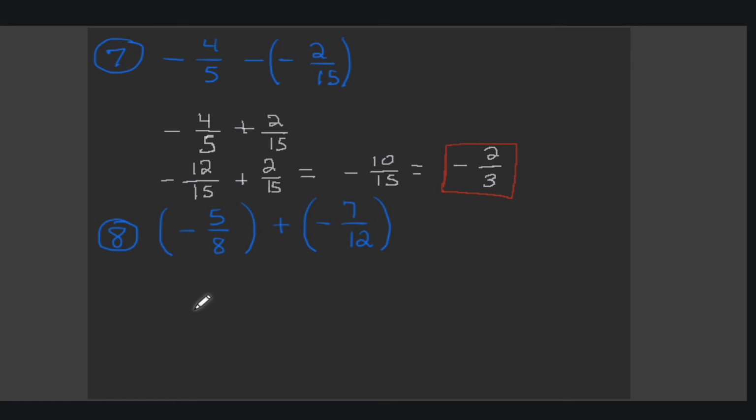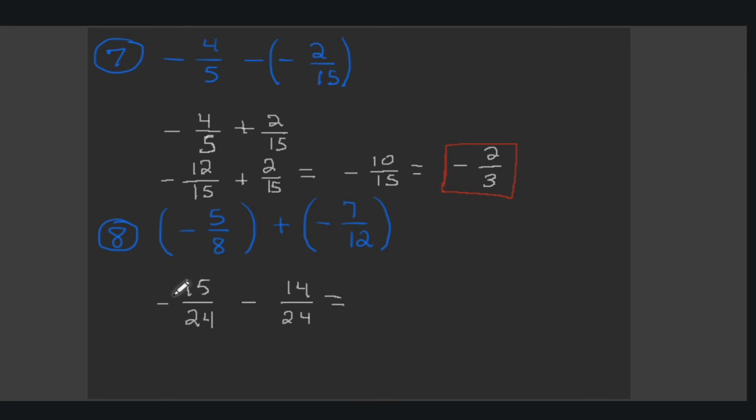We know that the common denominator is 24. And then we have a plus minus next to each other, so it becomes a negative. So what did we do to the 8 to make it 24? Well, we multiplied it by 3. So we also have to multiply 5 by 3, which gives us 15. We multiply 12 by 2 to get 24, so we have to multiply 7 by 2 as well, which gives us 14.